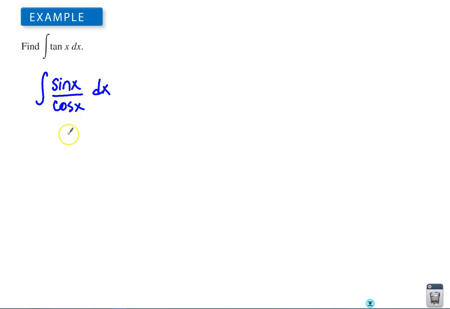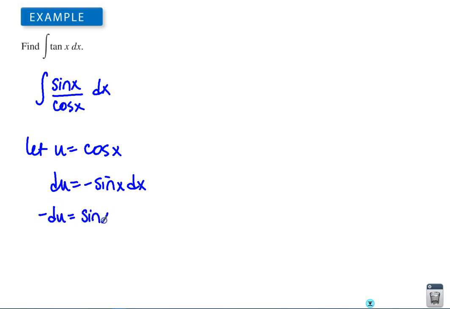But if I did that the other way, like if I were to say u was equal to sine of x, well, then the derivative would be in the denominator, and I don't want to have du in my denominator. I need to have du up top, okay? So in this case, let u equal cosine x, du is equal to negative sine of x dx, which is in the numerator like I want. I don't have a negative, so I'm going to make that negative du is equal to the sine of x dx. Okay, hopefully everybody's following so far.